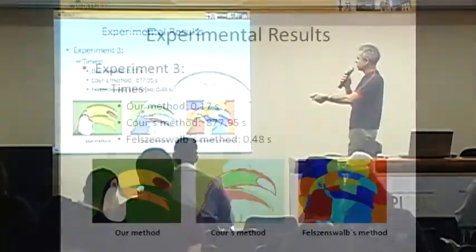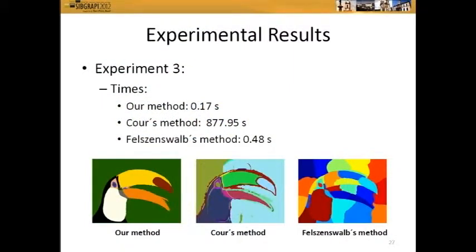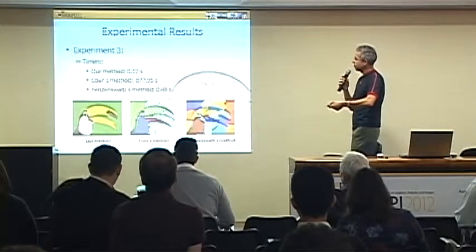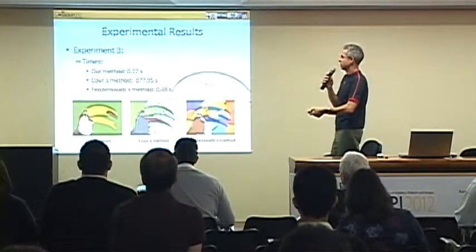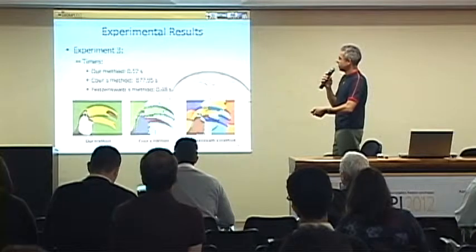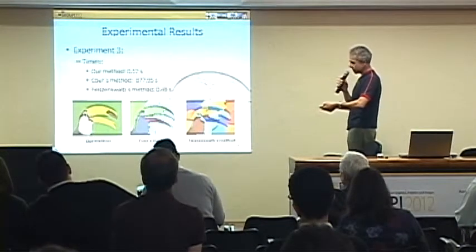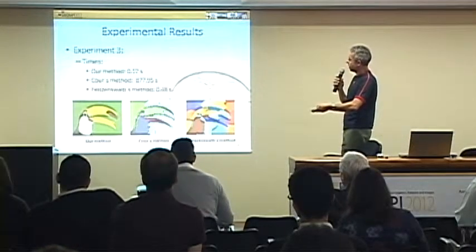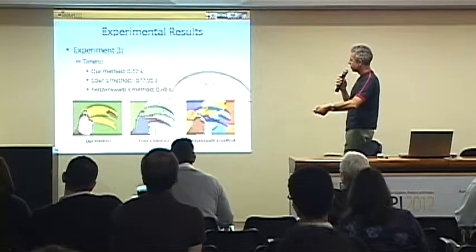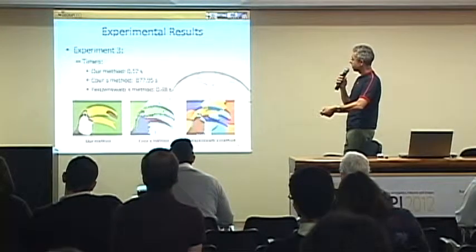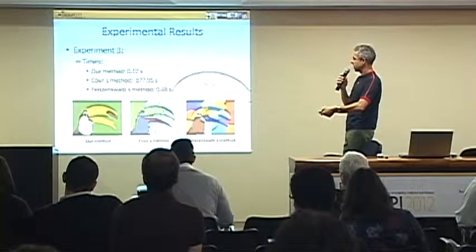Our method was slightly slower, faster than Weisenswald. This is the result we obtained. This is, in my opinion, not very important. The processing time, obviously, is one of the good things about the method. But I believe that our method is less prone to over-segmentation as opposed to the Weisenswald method, although that is quite fast as well.